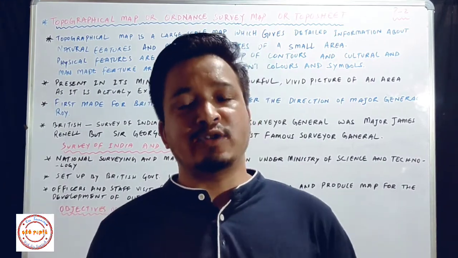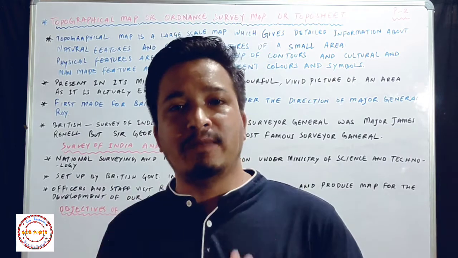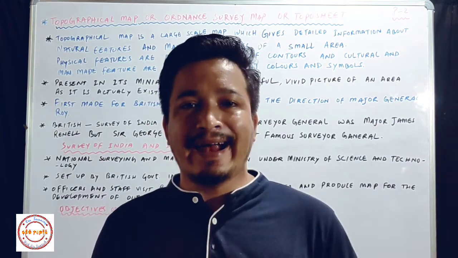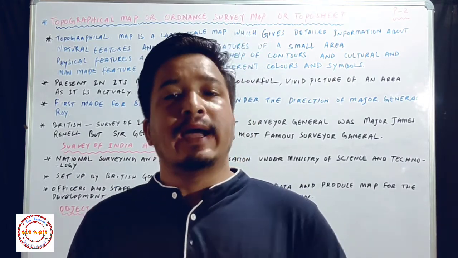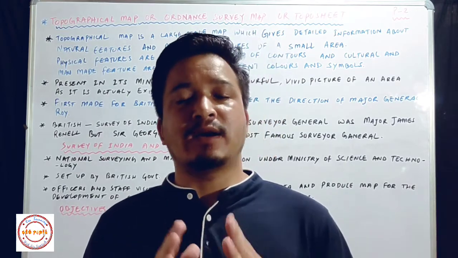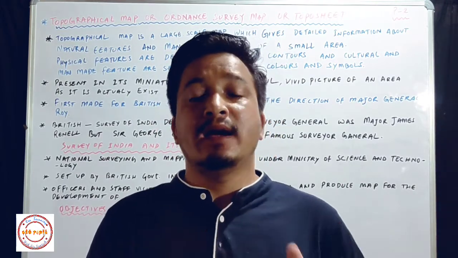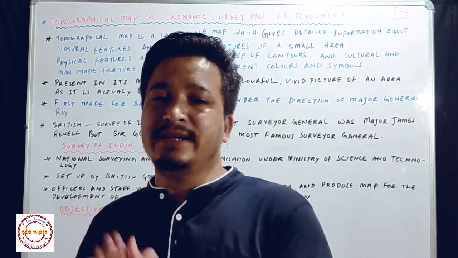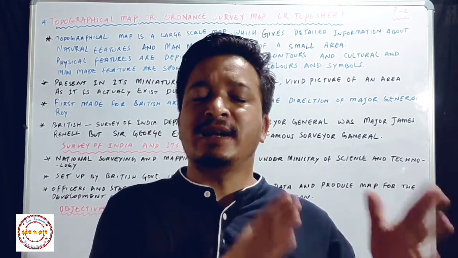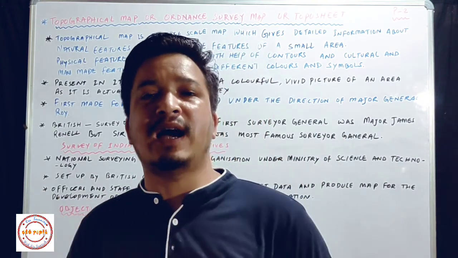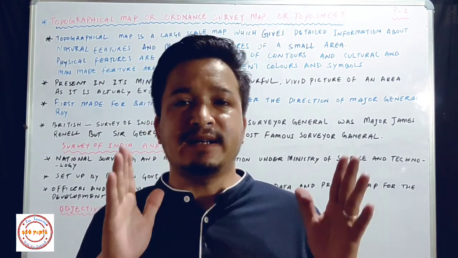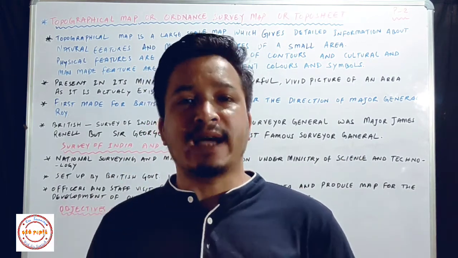So students, natural physical features are shown with the help of different colors and contours. Man-made physical features are also shown by different colors and some conventional signs. These conventional colors and signs are universally accepted colors, signs and symbols.